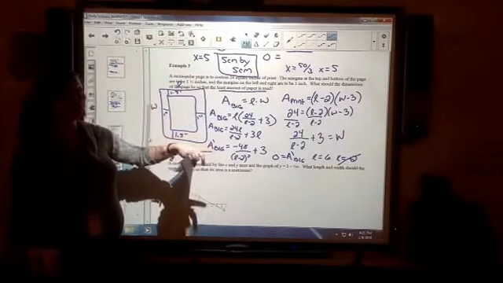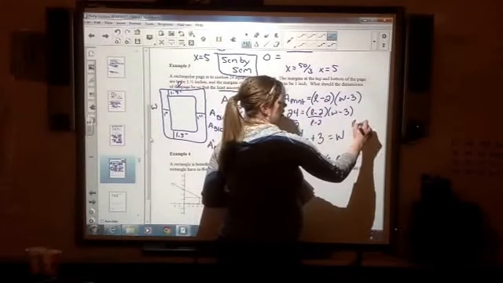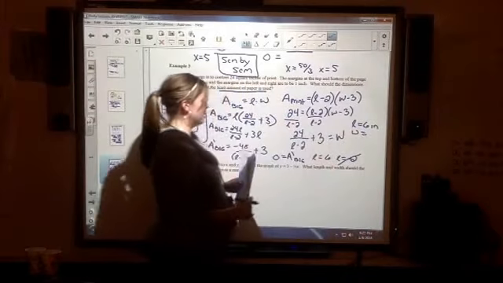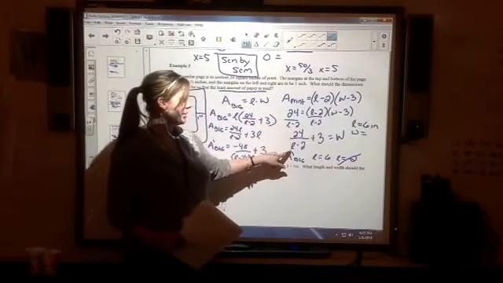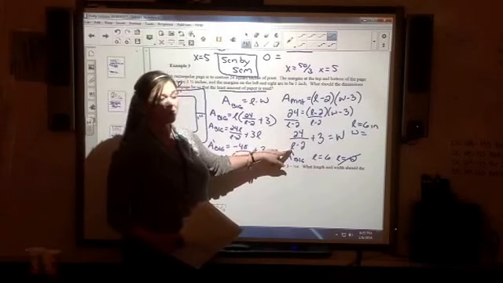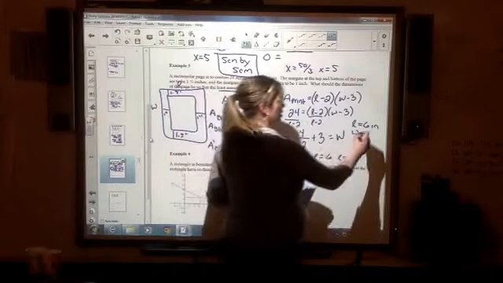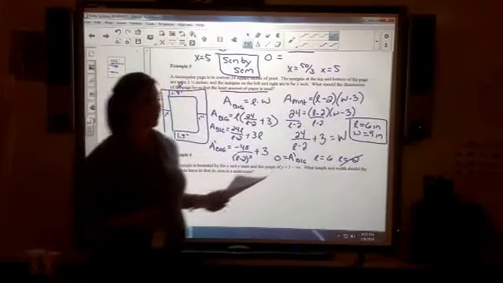I know the length is 6. 6 what? 6 inches. So length equals 6 inches. Width. I can use, where is it? Here it is, 24 over L minus 2. So 24 over 6 minus 2. 6 minus 2 is 4. 24 divided by 4 is 6. Plus 3. Ta-da! We did it!